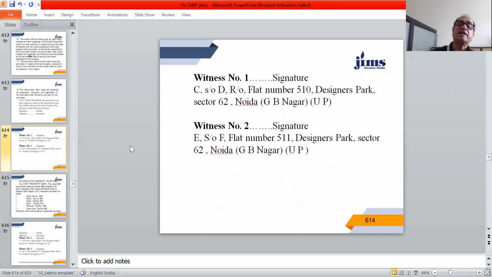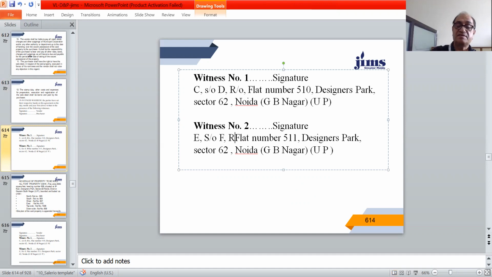Nowadays, the photograph of both the parties and the photograph of both the witnesses are also required to be appended on this agreement to sell. And the complete address of witness number one, say it is C, son of D, resident of flat number 510 Designers Park, Sector 62, Noida, Gautam Buddha Nagar, UP. And witness number two, his signatures are also required. And his complete address has to be mentioned, like suppose he is E, son of F, resident of flat number 511, Designers Park, Sector 62, Noida, Gautam Buddha Nagar, UP.